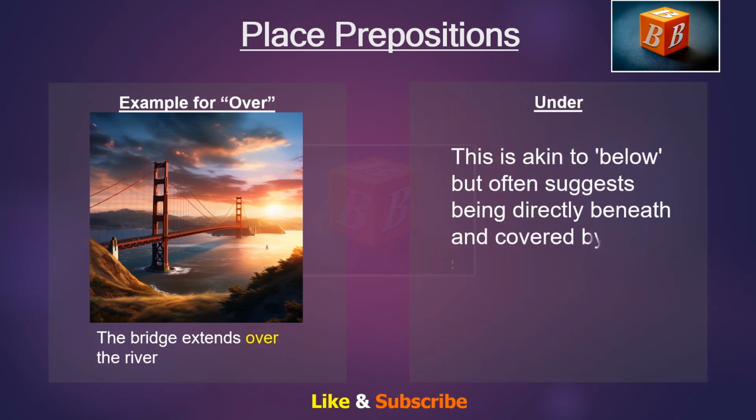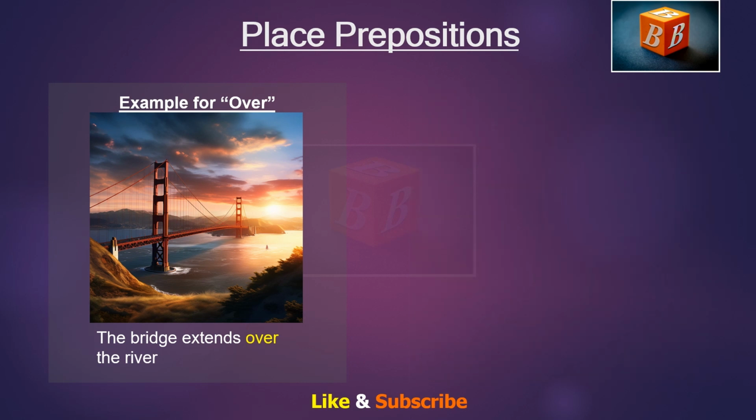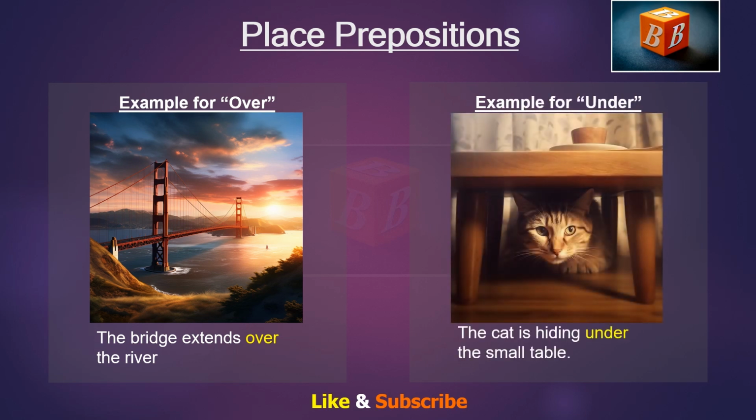Let's explore the preposition under. This is akin to below, but often suggests being directly beneath and covered by something. In the cat is hiding under the small table, under tells us the cat is directly below the table's surface, hidden from view.